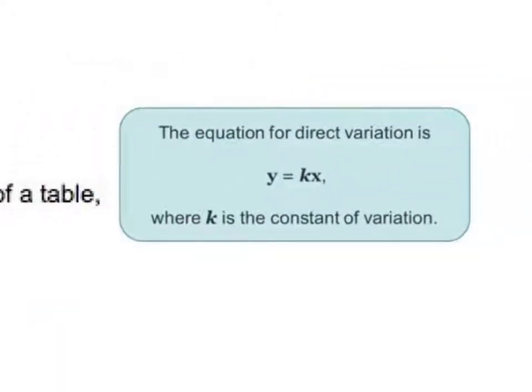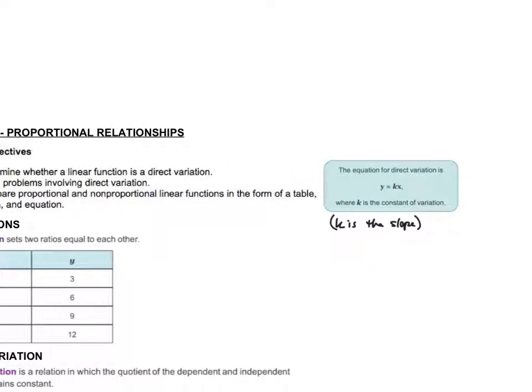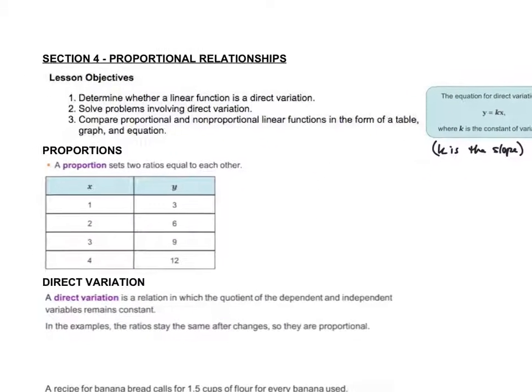Direct variation is a type of equation where you have y equals kx, where k is the constant of variation. K is the slope, in a nutshell. And what I notice is that we have y equals kx. We don't have any other constant number out here. Various situations can give us this, but the idea is that k is the slope.